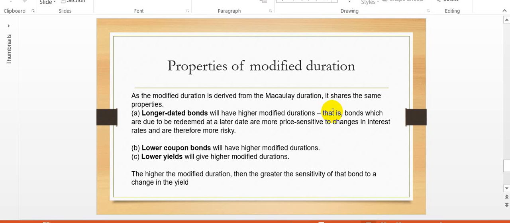You also need to know the properties of modified duration. I don't think I have the notes. Okay, they will be shared.